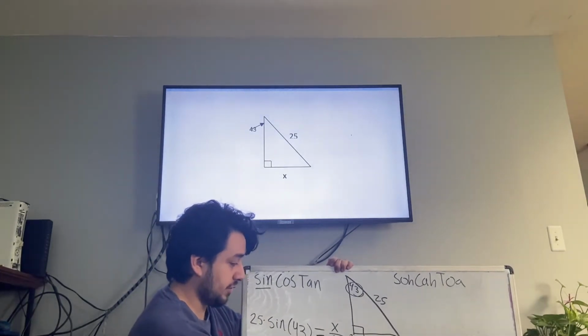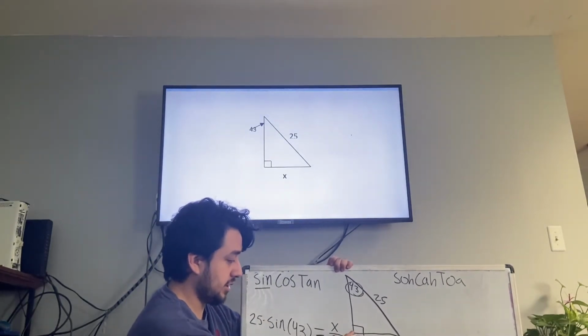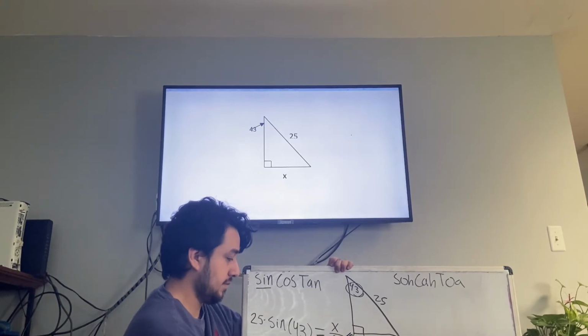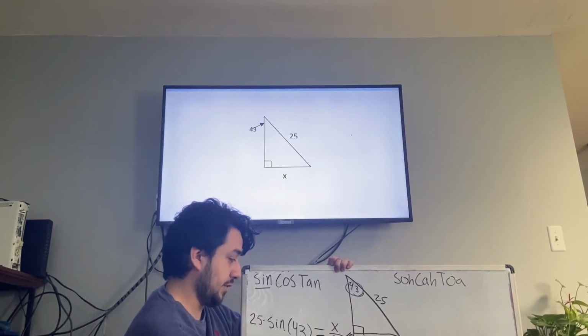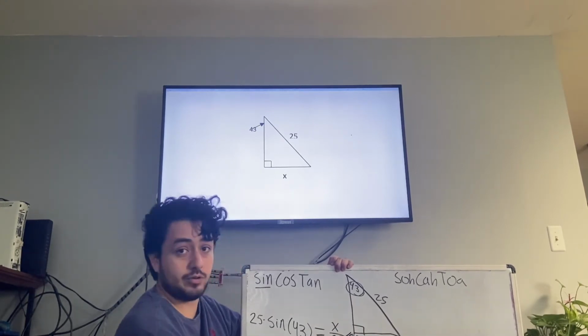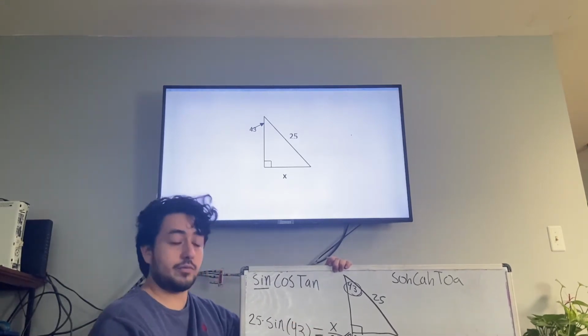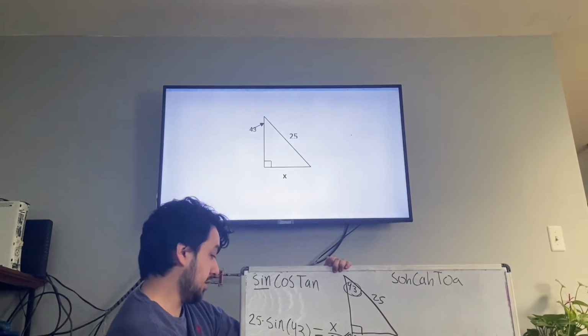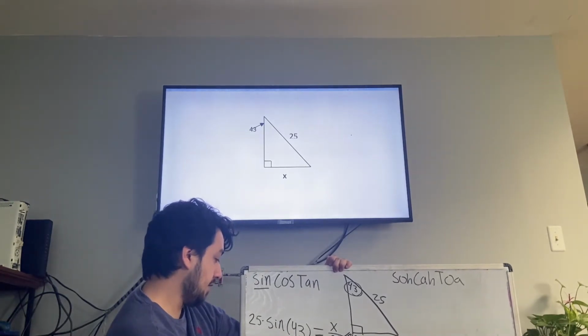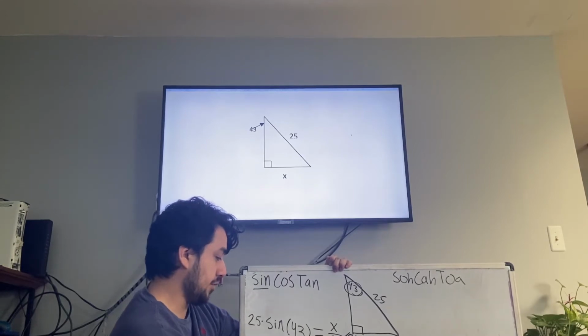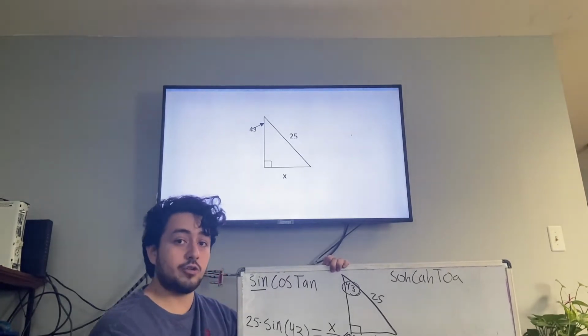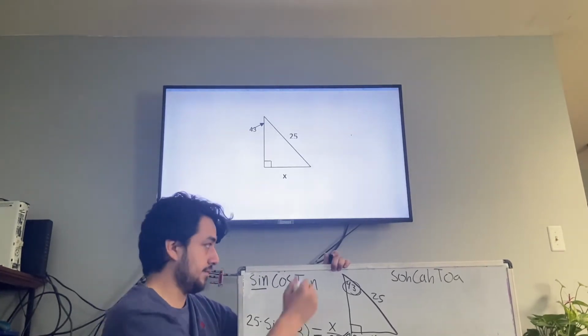See, if I multiply the right side by 25, this is going to cancel out. So on the right side, all you're left with is your x, which is exactly what you want. Here, you're going to end up with, don't overthink it, just 25 times sine of 43, as you see it right above. Now go ahead and type this in your calculator and you should get the answer you're looking for.